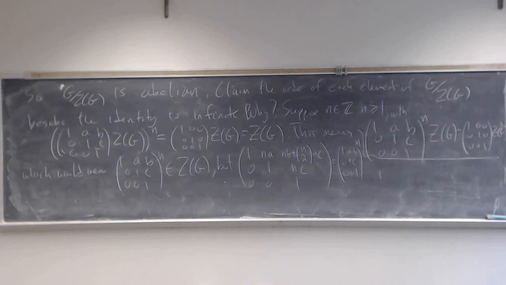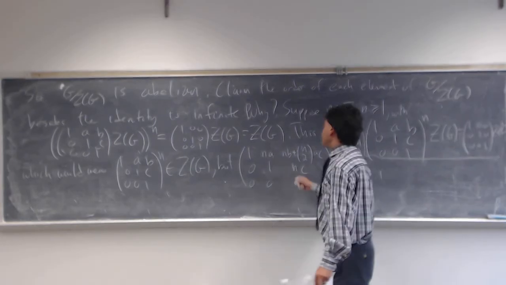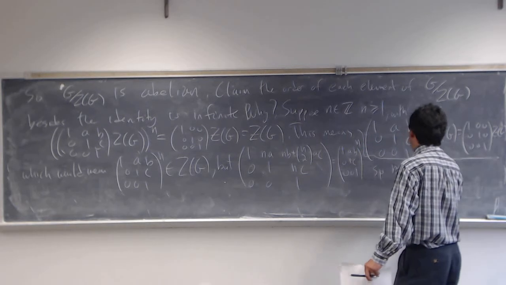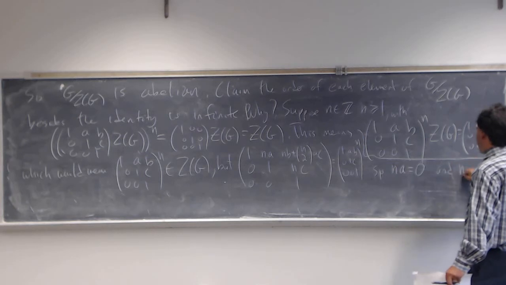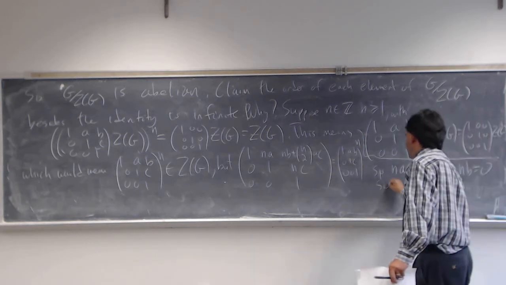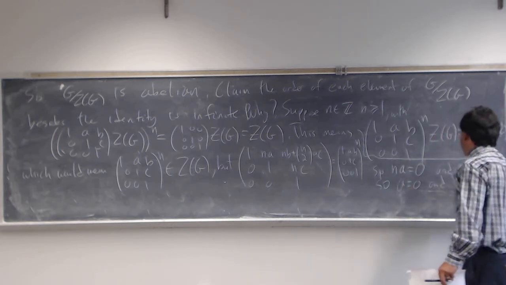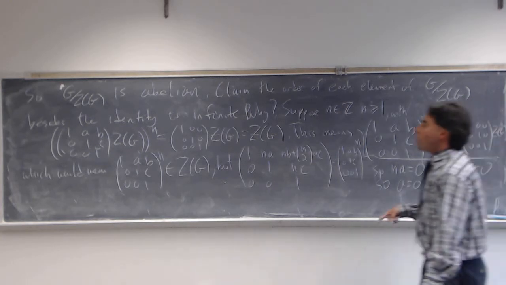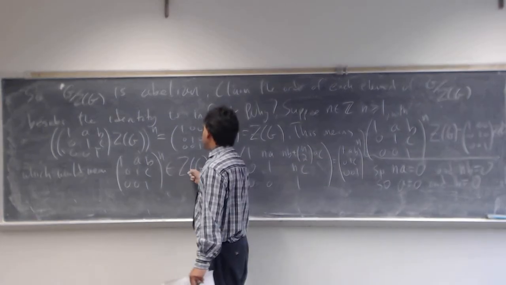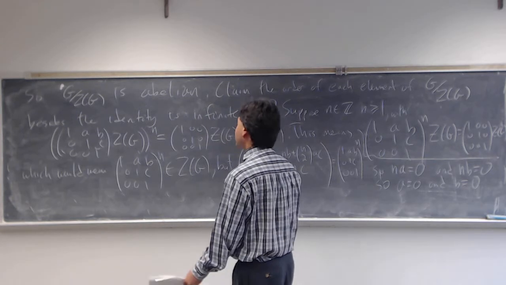But how could this happen? The only way this could be in the center, remember, to be in the center, these two entries have to equal 0. So nA would have to equal 0, and nB equals 0. But n is greater than or equal to 1, so A would have to equal 0, and B would equal 0. So what does that tell us? The only element to the nth power that's in the center is if both of these are equal to 0. That's the identity coset.